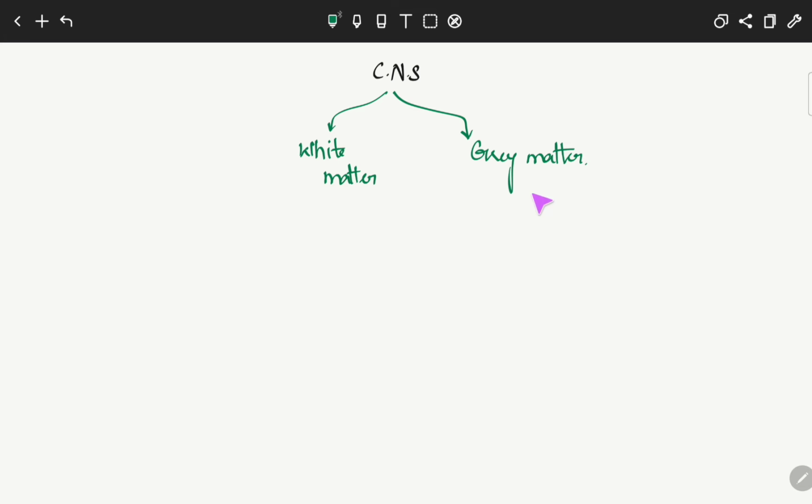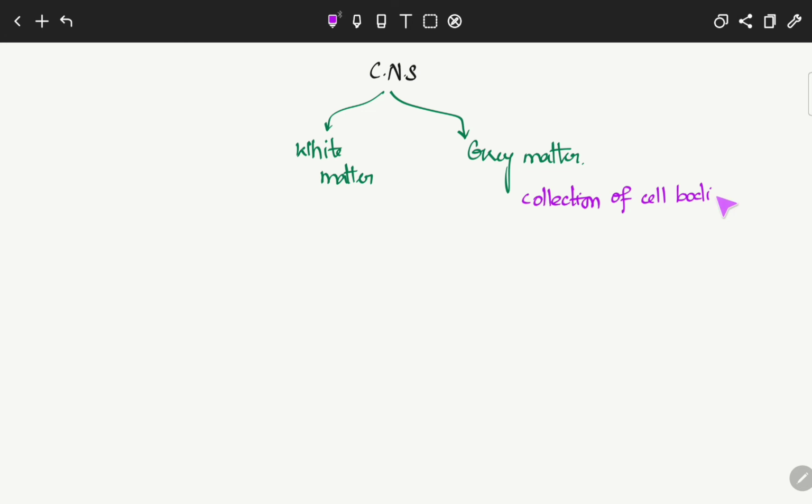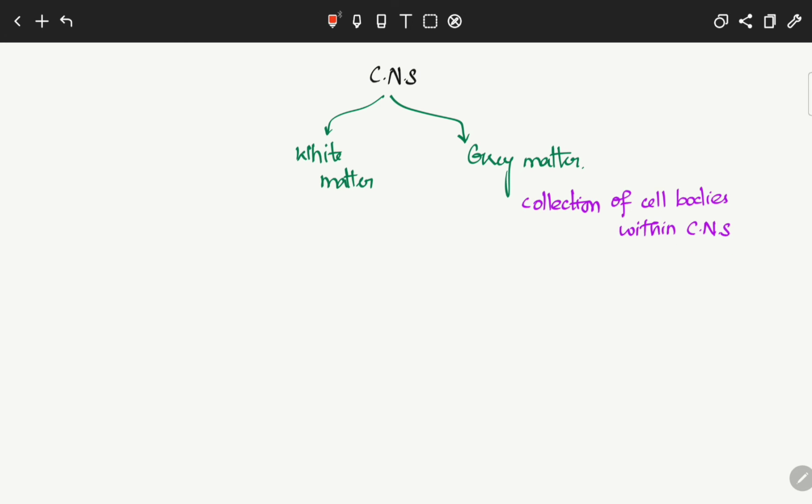First, let us know the definition of white matter and grey matter. Then we will discuss where the white matter is present and where the grey matter is present. First, let me give you the definition of grey matter. Grey matter is nothing but the collection of cell bodies within the CNS, that is the central nervous system. So grey matter is nothing but the collection of cell bodies within the central nervous system.